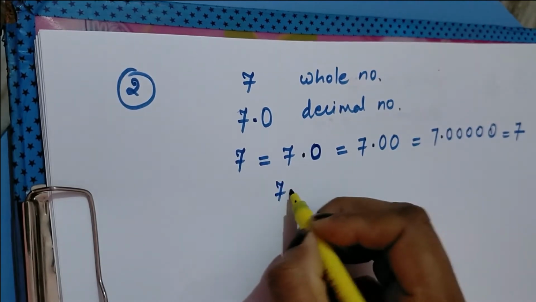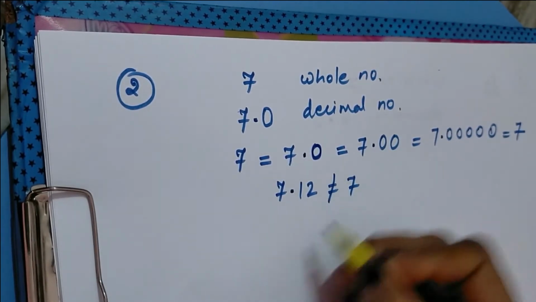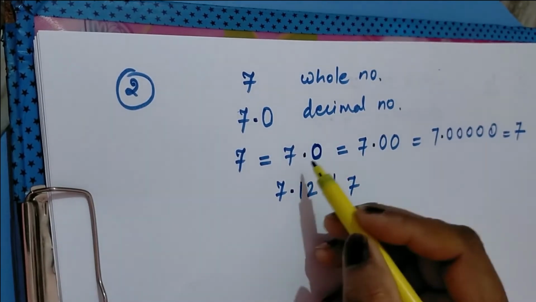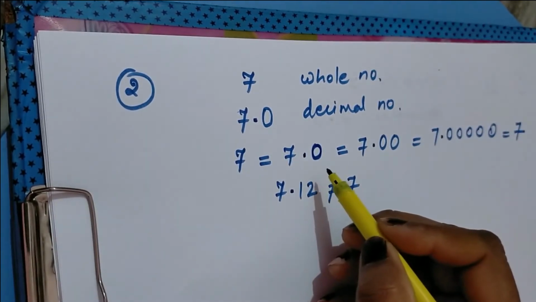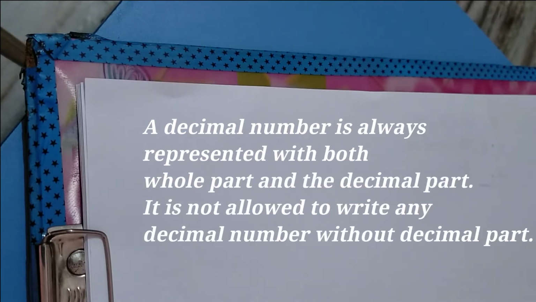But here I am writing 7.12. It is not equal to 7. We are only allowed to write like this when the decimal part on the right hand side is 0. Our third point is, a decimal number is always represented with both a whole part and a decimal part.